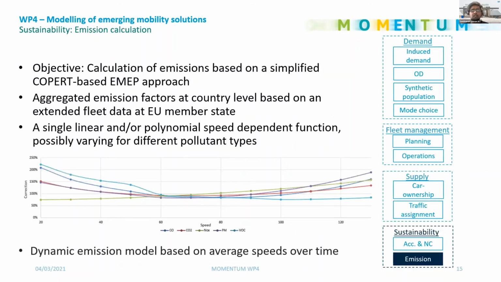The final development is on emission calculations. Here we use emission factors at country level and speed-dependent functions to calculate emissions. The figure shows how emission of different pollutants vary according to speed. This is a static model, and apart from this, we are also working on dynamic emission models.